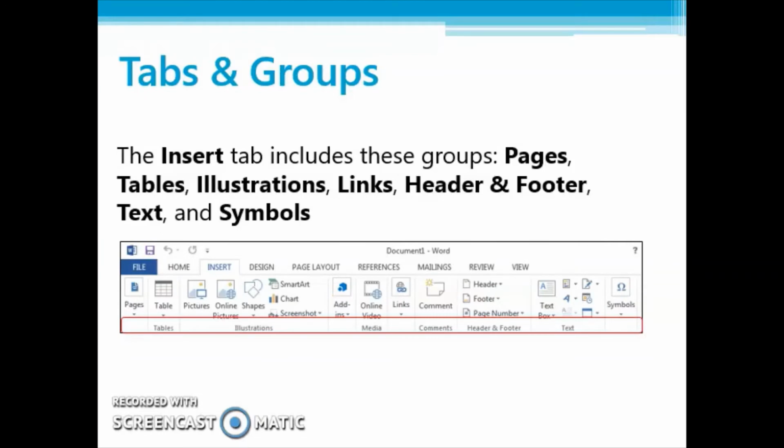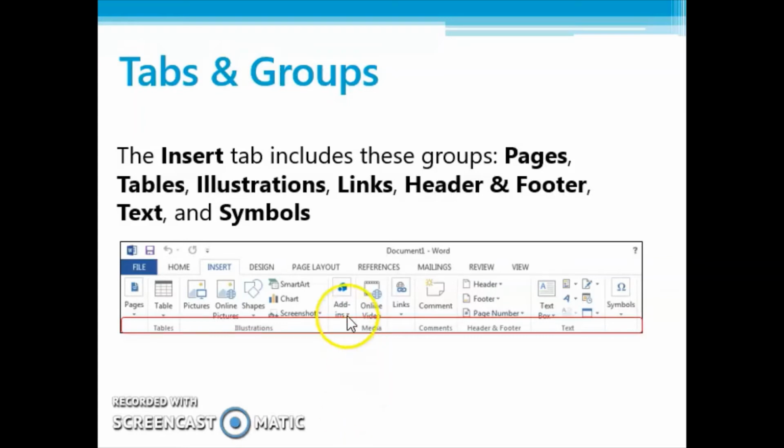Okay, so now we move on to the Insert tab, which contains the pages, tables, illustrations, links, header and footer, text, and symbols groups. So beginning with the Pages group on the far left side, this is what allows us to insert a cover page, an extra page, or a page break in our document. Moving on to Tables, this is what allows us to add a table in our document. Next, we have Illustrations, and that is what allows us to insert a picture, shape, chart, or screenshot into your document.